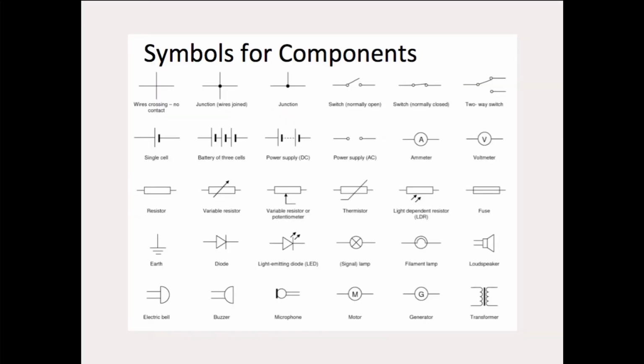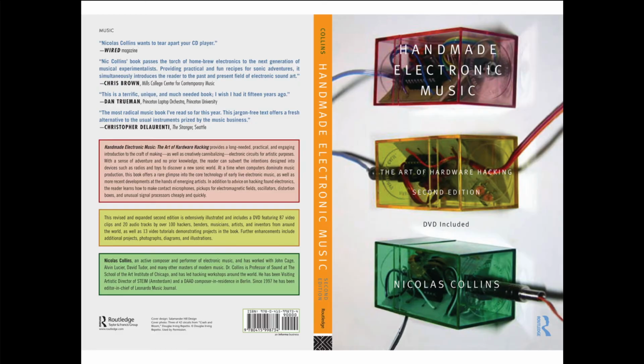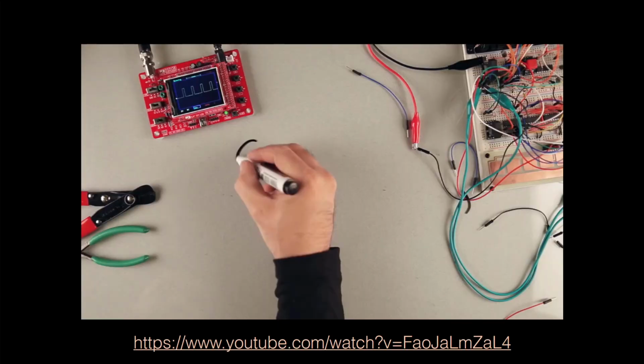These are the symbols for capacitors, resistors, junctions, buttons, and just a nice review in case you have forgotten what any of these mean before we move forward and look at the next diagram. Now sound. Here is the cover of Nicholas Collins's excellent book. It is so old, a DVD is included, and I have had it on good authority that he's releasing a second version. I encourage everyone to watch the video that is linked on this week's class on Moodle. This is Casper Electronics demonstrating to you how this circuit works.